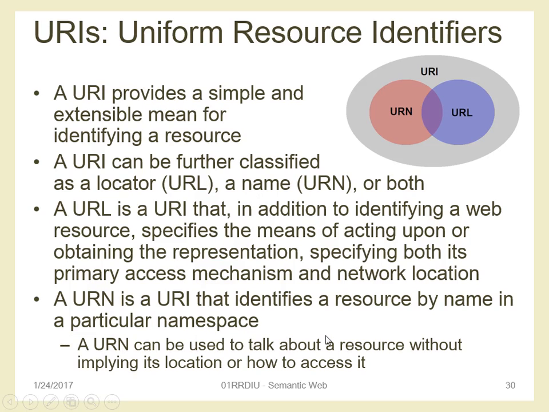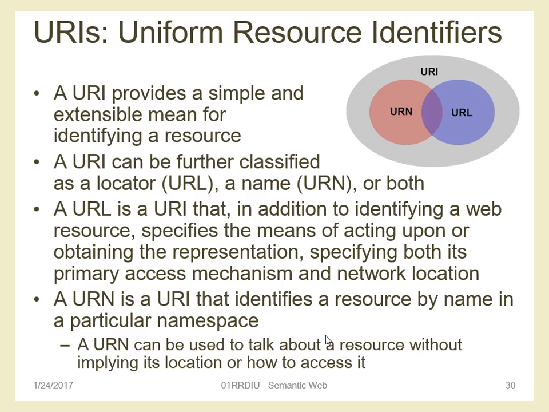A URN is a sort of identifier for a resource by its name in a particular namespace. It's like saying entry number 4 of a vocabulary. So it gives a unique ID to a resource without specifying where it is. I can say that I have a name and a unique ID, my social security number, but if I talk about me, you're not interested in my location, because my location changes.